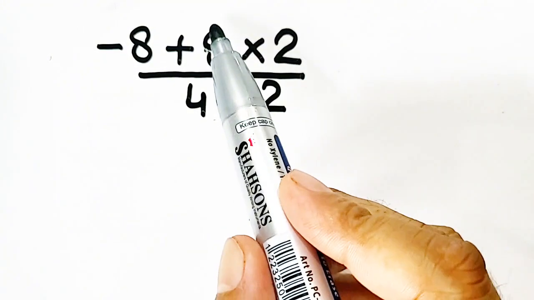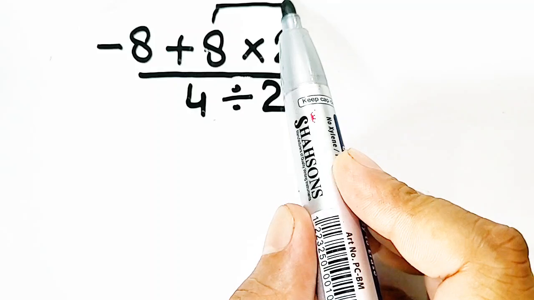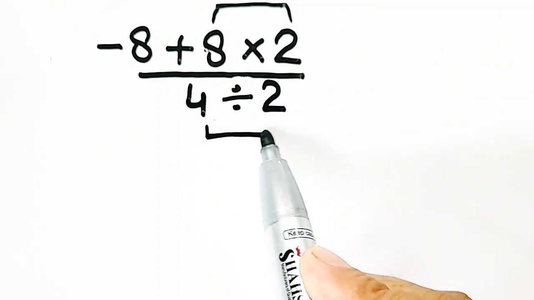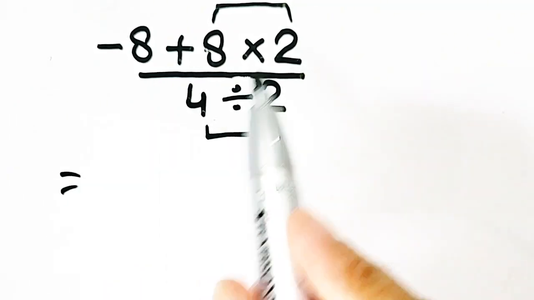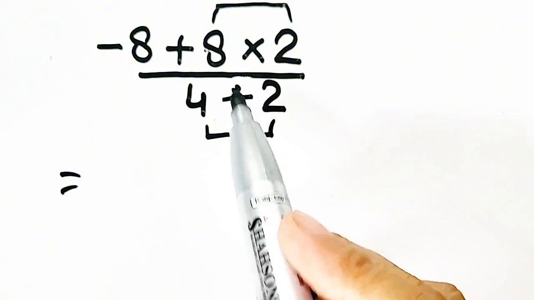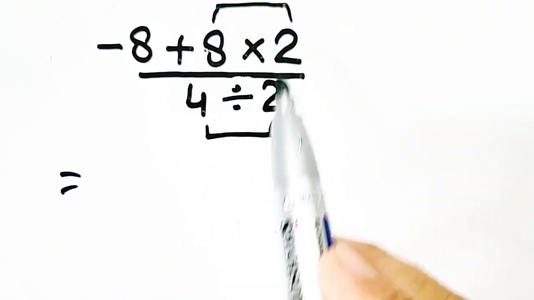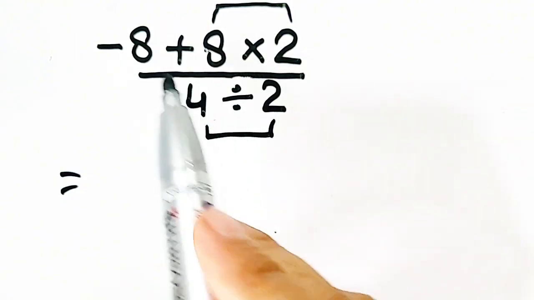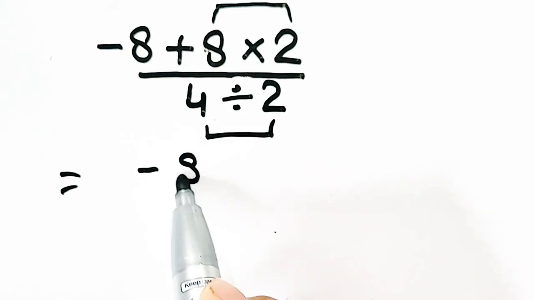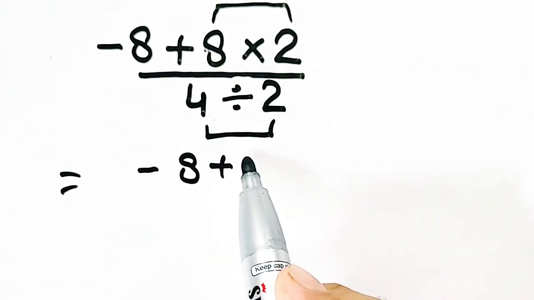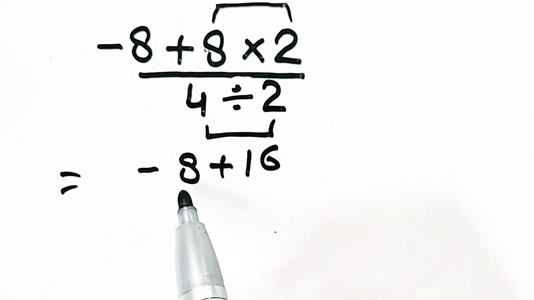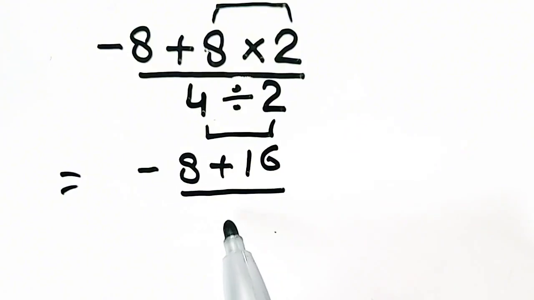To solve this question accurately, first of all, we have to multiply and divide. Because these are two separate terms, one is in the numerator and the other is in the denominator. So minus 8 plus 8 times 2, it will be equal to 16. And 4 divided by 2, it will be equal to 2.